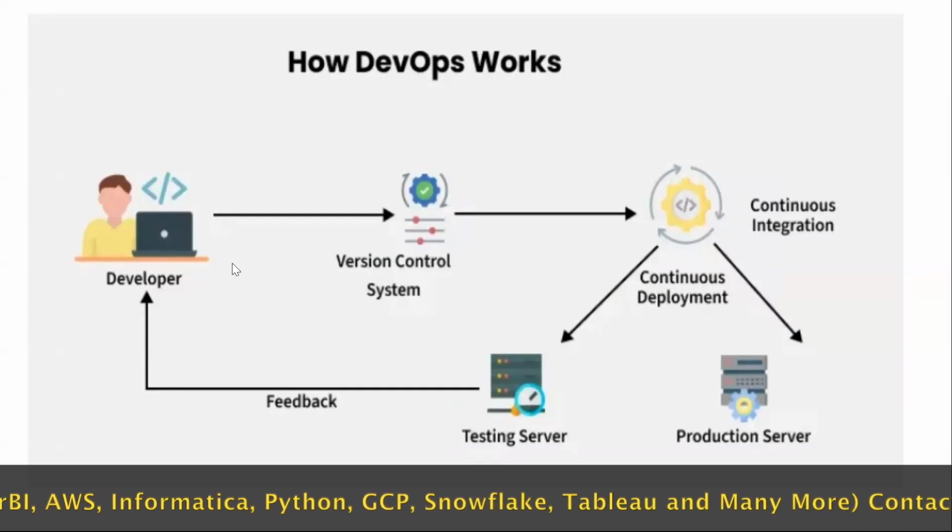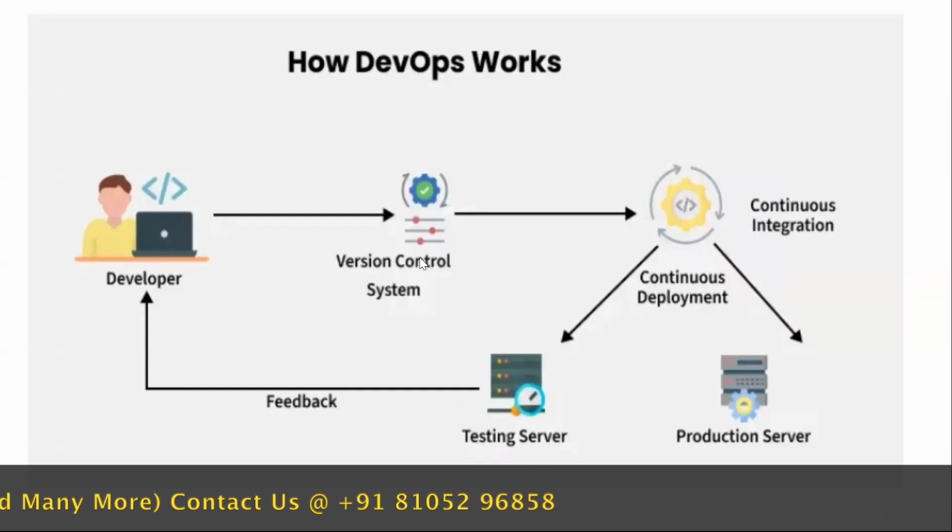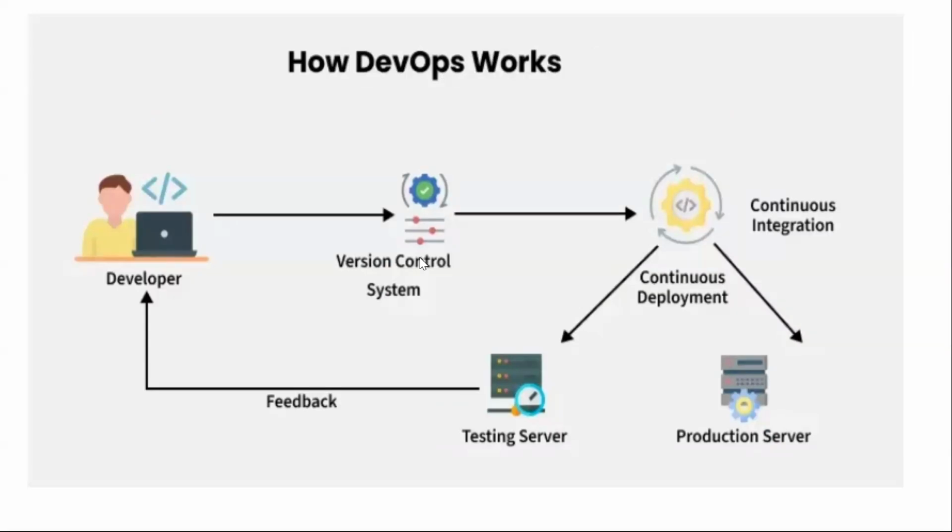Different versions you will be uploading, and that will be taken care of by the version control system, which is your GitHub. That is a version control system. Some use Bitbucket also. Then you're testing it, then you're working on continuous integration and deployment with your server and checking whether it is working properly. Based on the feedback, you'll start developing the code. So this is how DevOps actually works.